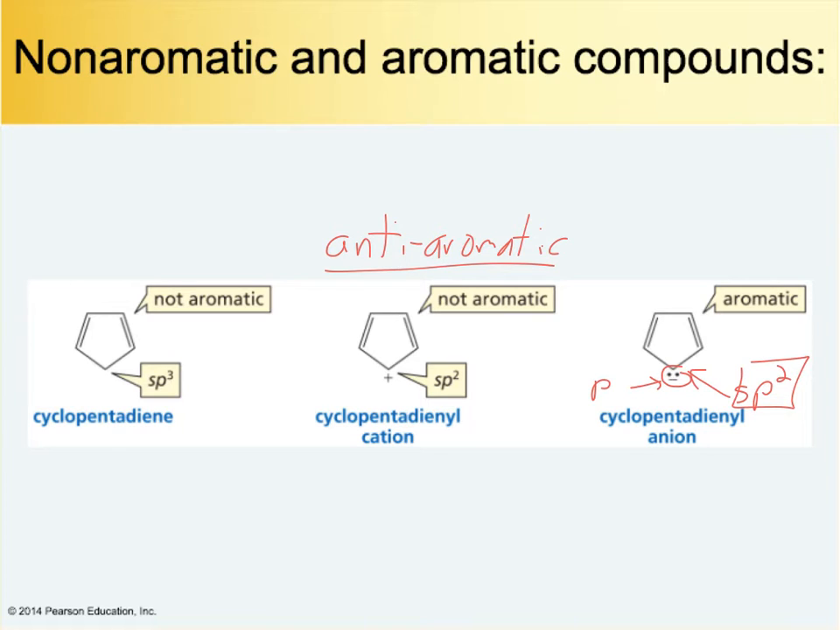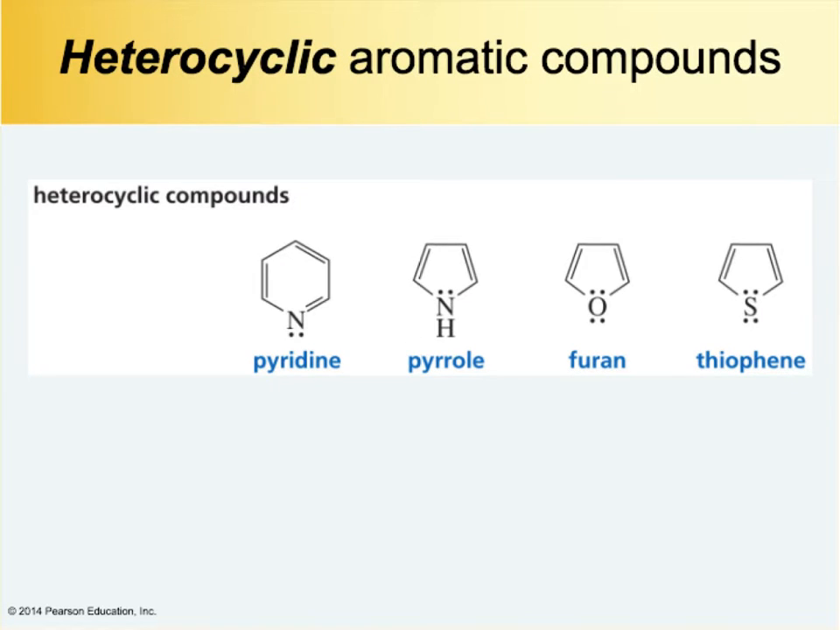So if it doesn't have a p orbital, it can't be aromatic or anti-aromatic. If it has an even number of pairs of pi electrons and it's an uninterrupted pi system, it's anti-aromatic. And if it has an uninterrupted pi system and an odd number of pairs of electrons, 1, 2, 3, then it's aromatic. So now what happens if you have a heterocycle? Something with a nitrogen, oxygen, or sulfur, something with lone pairs in the ring.